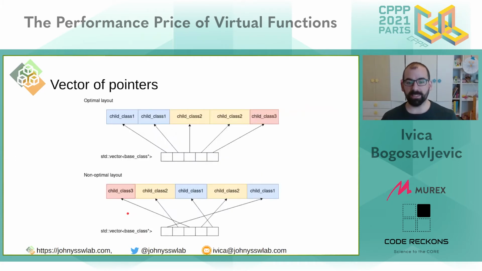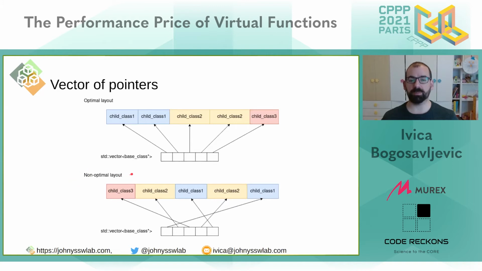Now, as I already said, the performance actually depends on whether neighboring pointers point to neighboring addresses. So here we have an optimal layout, or perfect layout. Element number 0 points to this class, element number 1 points to this class, and these are all neighbors in memory. This is an optimal layout. And if you have a layout like this, you won't see a performance degradation.